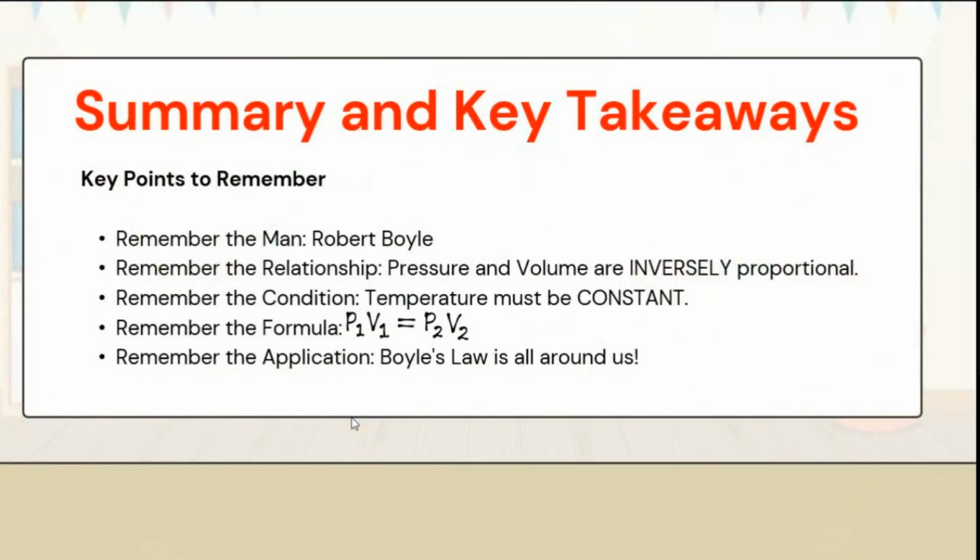To summarize, remember these key points about Boyle's law. It was discovered by Robert Boyle. It describes an inverse relationship between pressure and volume. It only applies when temperature is constant. That is the most important thing. Its formula is P1V1 equals P2V2. It's a principle that governs many real world phenomena, from breathing to scuba diving.